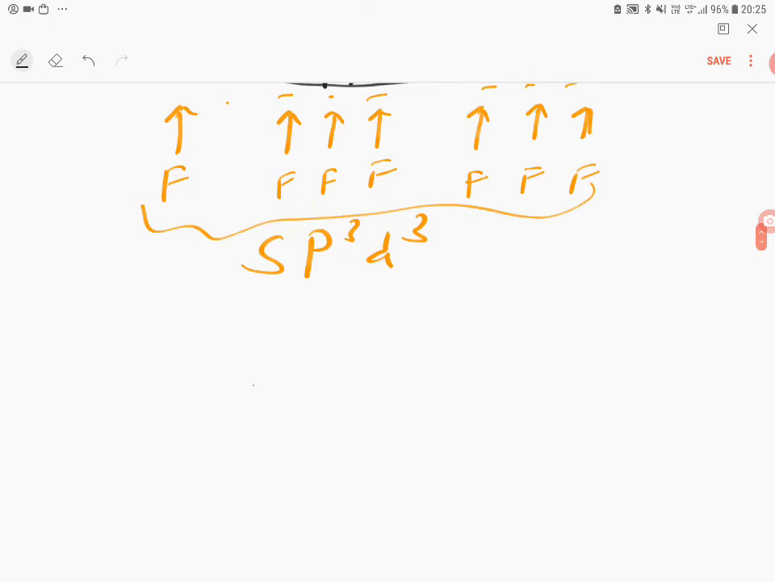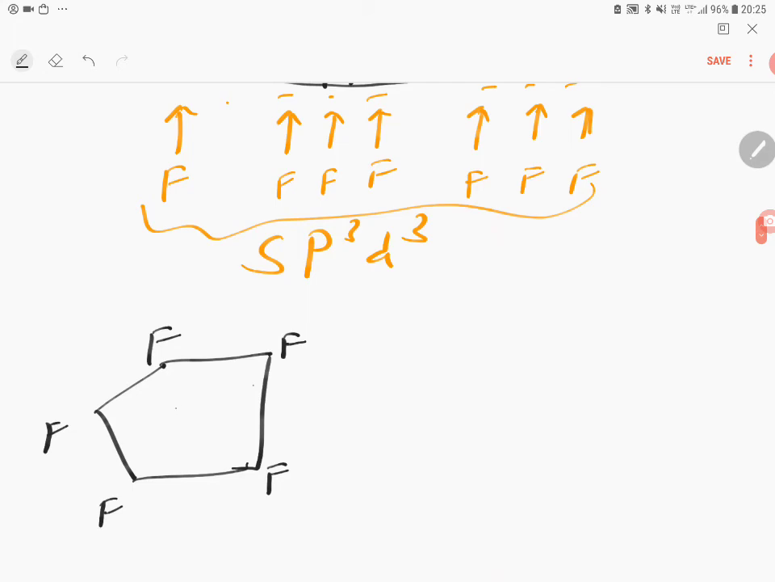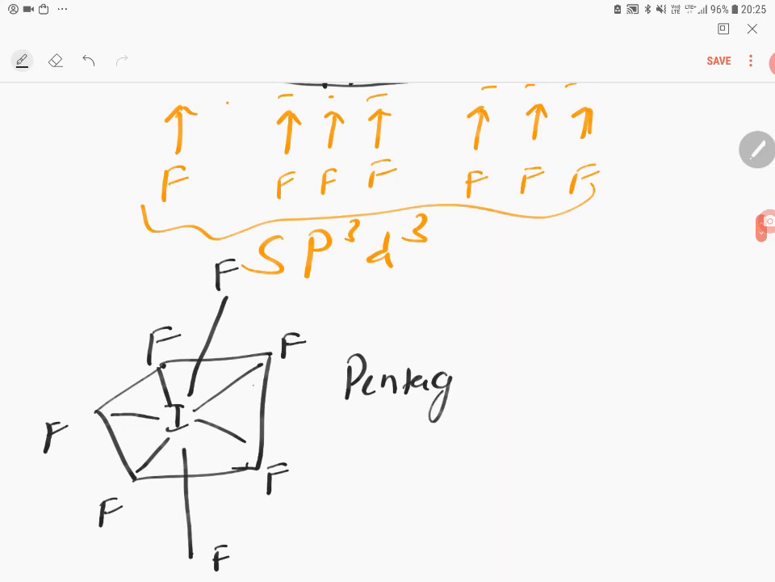The shape, related to the shape I'll draw here, no problem, let it be over. So draw a pentagon. This could be a pentagon. So 1, 2, 3, 4, 5. So iodine in the center, 1, 2, 3, 4, 5. Bipyramidal. One more F, one more F. Therefore it is pentagonal bipyramidal geometry.